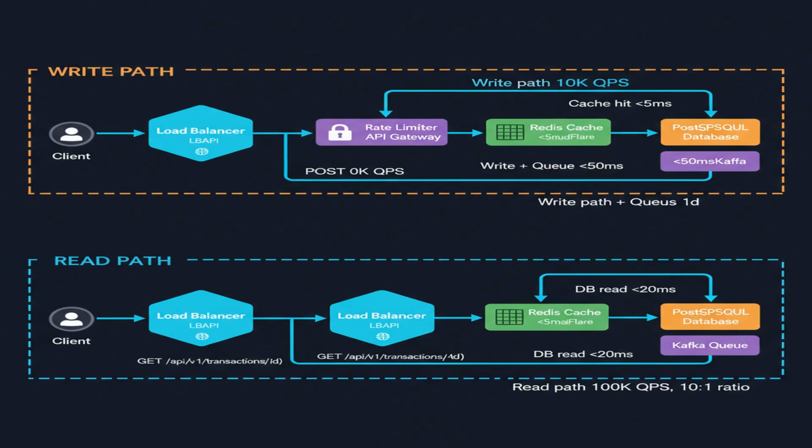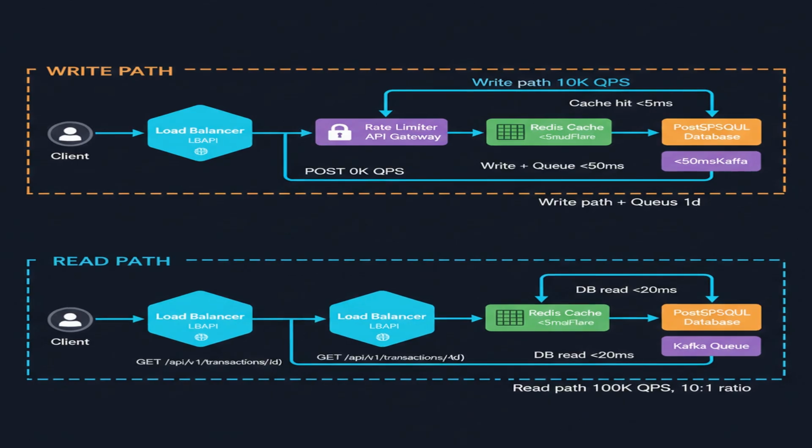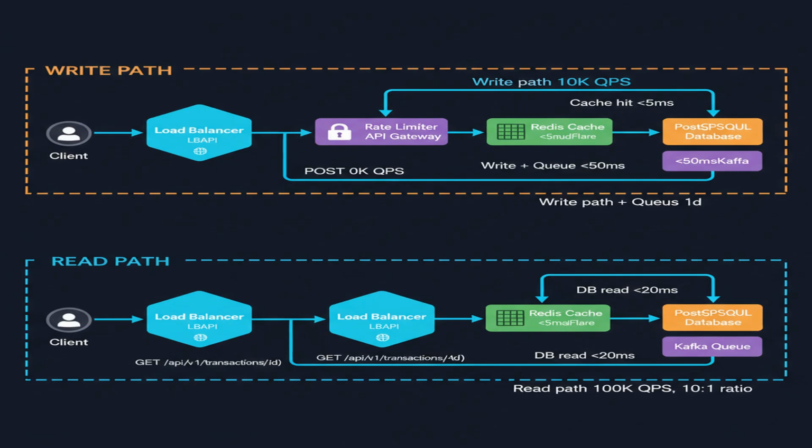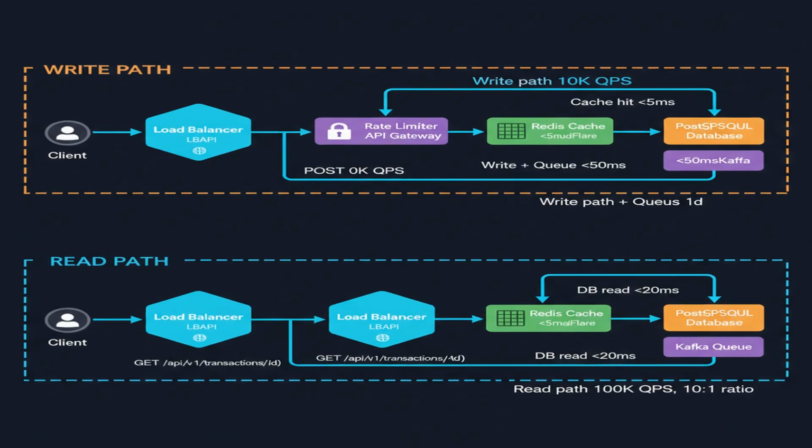We'll expose a REST API, POST /api/v1/transactions, with account ID, amount, timestamp, which returns transaction ID and status. We use an API gateway because it provides rate limiting and authentication, protecting our backend services.